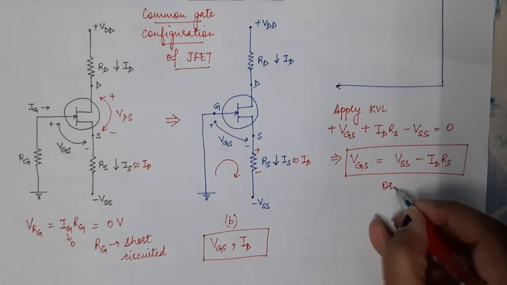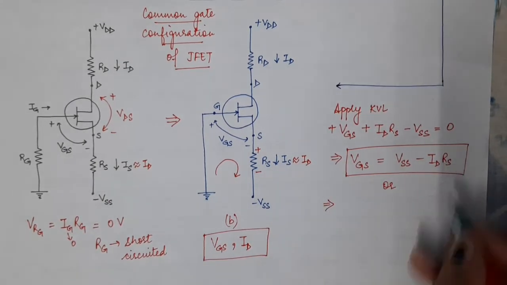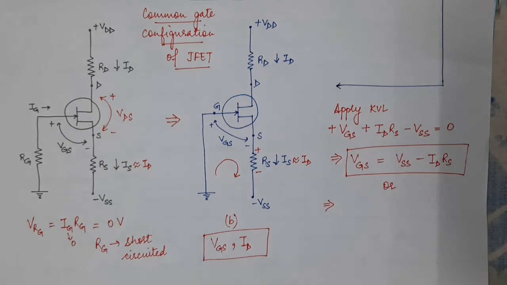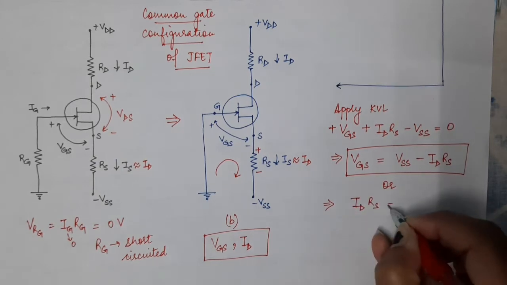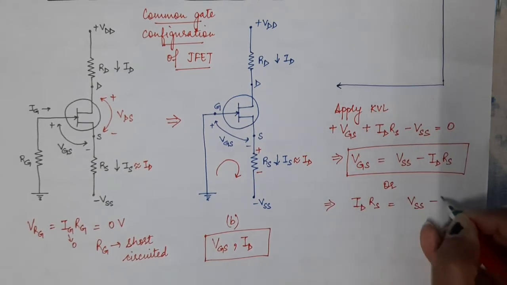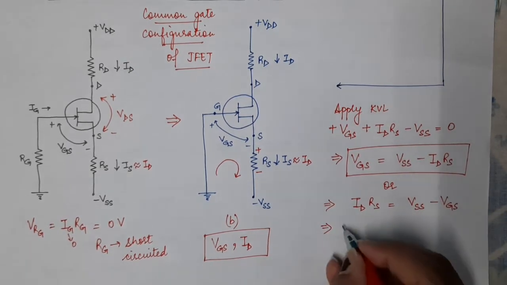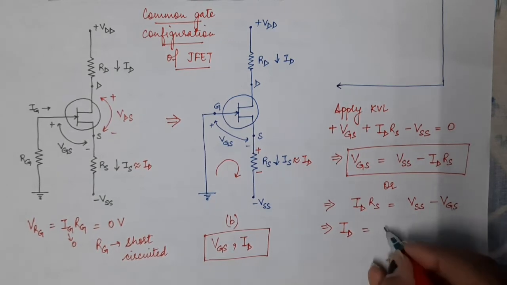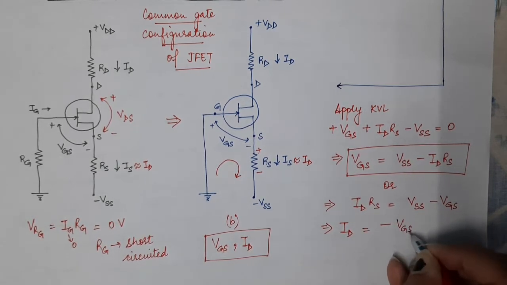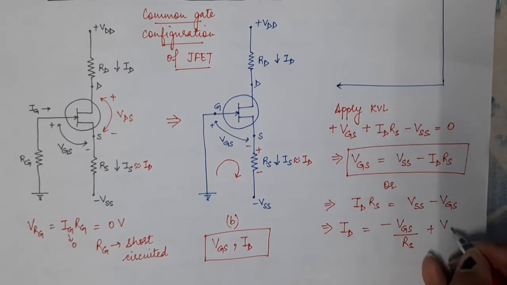Or what will be the value of ID? Find the value of ID from this equation. It will be IDRS equal to VSS minus VGS. Move this RS to this side and rearrange these two. Take this as the first term and this as the second term.